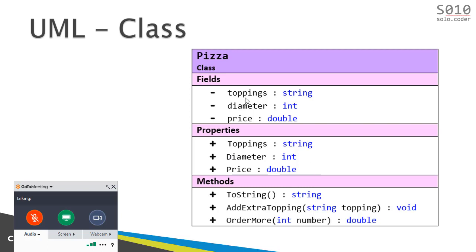What else we have here? As you can see, we have the field names using camel casing. We have properties using Pascal casing. We have methods using Pascal casing as well. We have the types, the types of the fields, the types of the properties, the types of the methods. Parameters as well. We have parameters here. Okay?